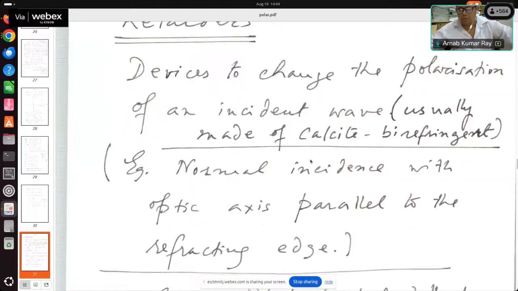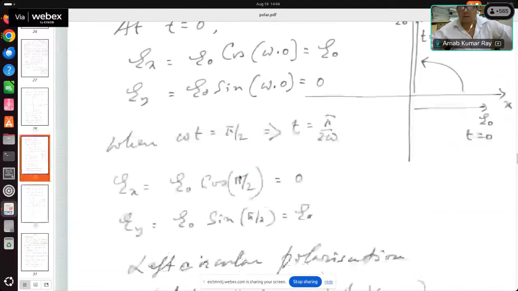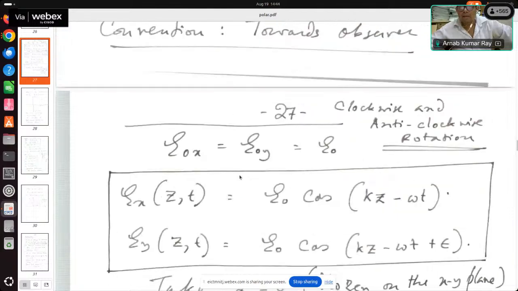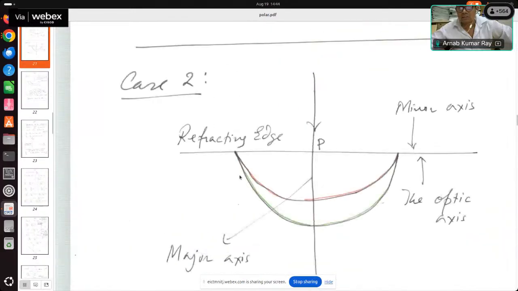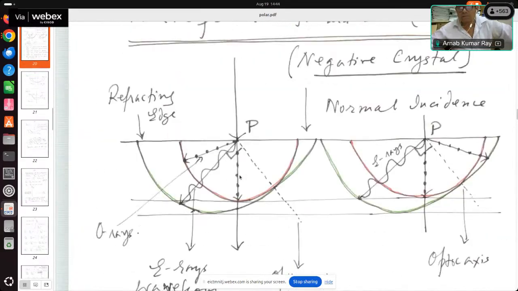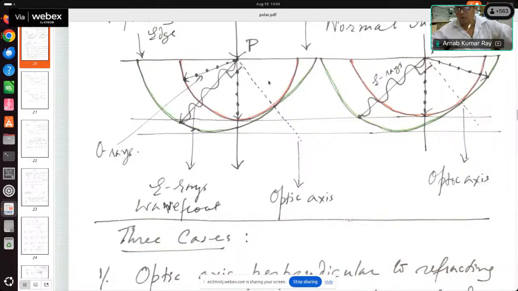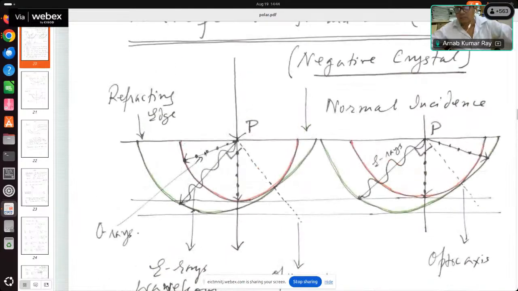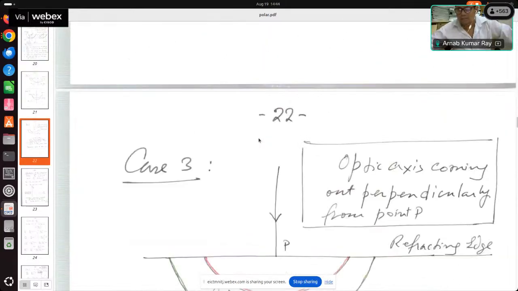Let us now see. So we have this case, normal incidence with optic axis parallel to the refracting edge. Just at the start of today's discussion, I mentioned to you to make a special note of the case we discussed yesterday. Huygens' principle, wavefront formalism, optic axis parallel to the refracting edge, but on the plane of incidence. This is the optic axis. We lift it and make it coincide with this dotted line. We coincide it with this horizontal line, right? So that will give us this scenario.